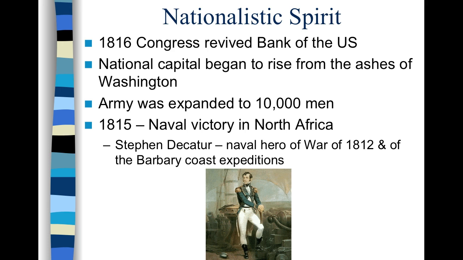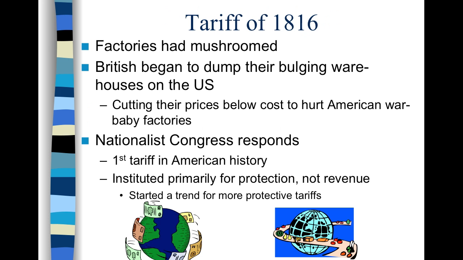And in 1815, with the navy, we have the naval victory in North Africa, and Stephen Decatur becomes a naval war hero of 1812 and all the Barbary Coast expeditions. So the Navy actually begins. We build up our ships, larger ships instead of the small mosquito fleet that Jefferson had, to a larger Navy. Not too large of a Navy, but a Navy nonetheless that had a presence, that had an American presence. And again, that pride in it too.